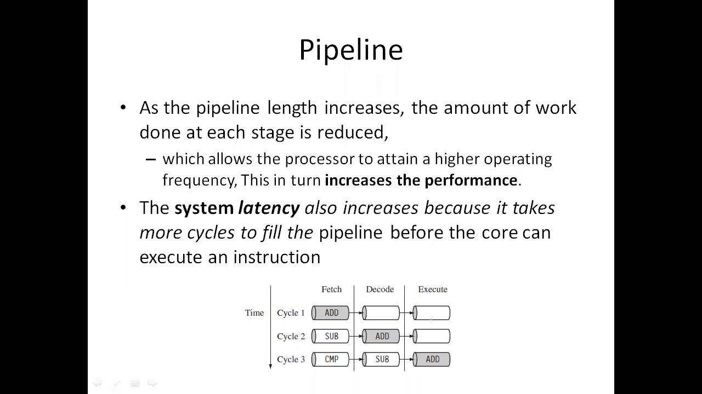For example, if your system has a 5-stage instruction pipeline, then the first instruction will take 5 clock cycles or 5 machine cycles. So the execution of the first instruction will be delayed, and the system latency will increase. So in order to balance all these things, we cannot have too many instruction execution stages; it should be balanced.